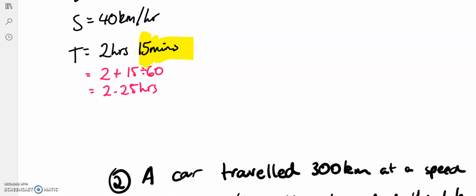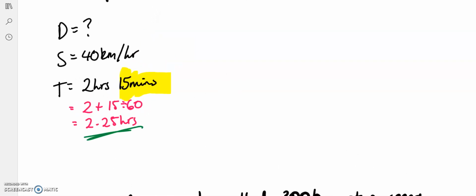You may have been able to do that off the top of your head because 15 minutes is a quarter of an hour, a quarter is 0.25. So there it was important, we had to change it to decimal time. We can't have hours and minutes as part of our calculation. We need decimal time. It's not 2.15, we had to divide by 60.